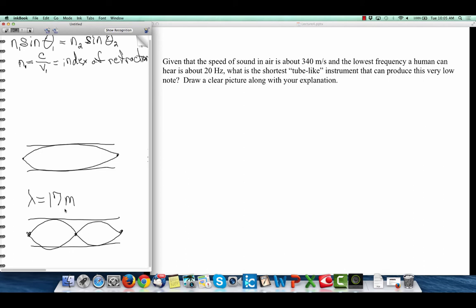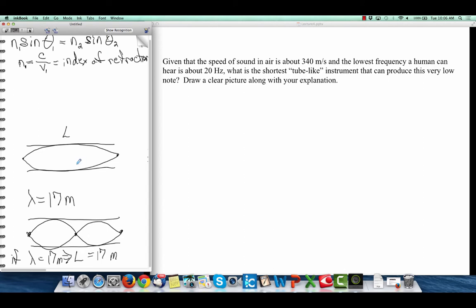Let's say we want to produce a sound with a wavelength lambda of 17 meters. That's what we're trying to do. What would the length of this tube be if lambda was 17 meters? Let's do an easier one. What would the length of this tube down here be if lambda was 17 meters? If lambda is 17 meters and you have that, then that tube has to be 17 meters long. That will give you a 20 hertz sound. One of the standing waves is at 20 hertz.